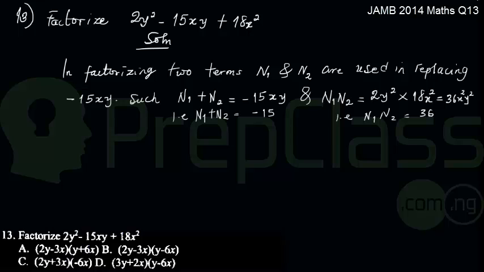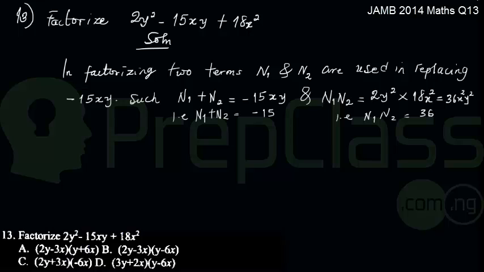These two terms have to be in such a way that the addition of the two terms would give you minus 15xy, which they will replace, and also the multiplication of the two terms should be the same as the product of the first term, which is 2y squared, and the last term, which is 18x squared. So 2y squared times 18x squared will give me 36, numbers multiplying numbers, terms multiplying terms, and arranged in alphabetical order. That will be 36x squared y squared.